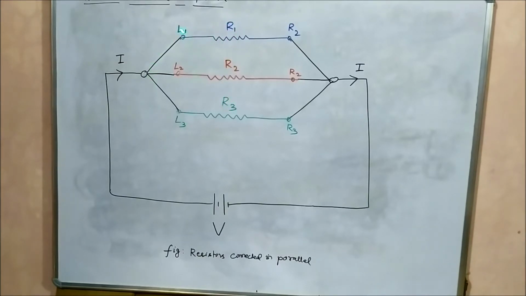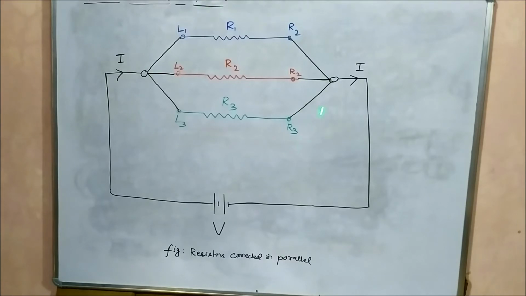So all the left-hand points are connected at a particular point, all the right-hand points are connected at a common point, and those two points are connected to the two terminals, positive and negative, of the voltage source V. All the left-hand points of the resistors are connected at a common point, all the right-hand points are connected at a common point, and those two common points are connected to the negative and positive terminals of the voltage source V.